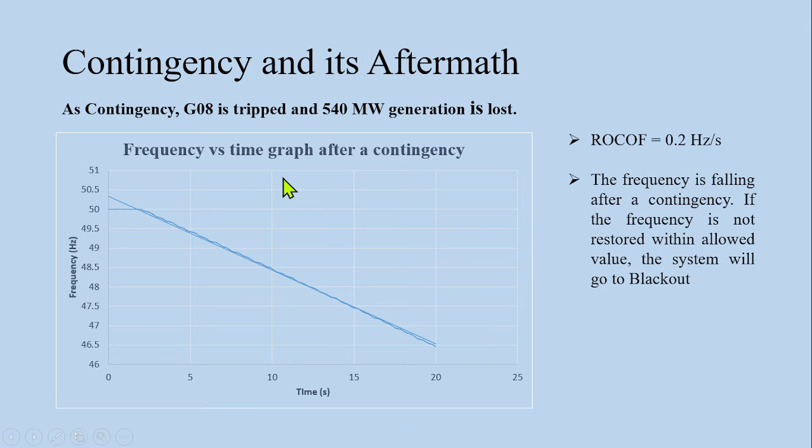Then generator Z08 was tripped and 540 megawatts of generation was lost. After performing frequency analysis, the attached graph was found. From the graph, we see that the frequency is falling after the contingency. The rate of change of frequency was 0.2 Hz per second. If the frequency is not restored within the allowed value, the system will go to blackout.